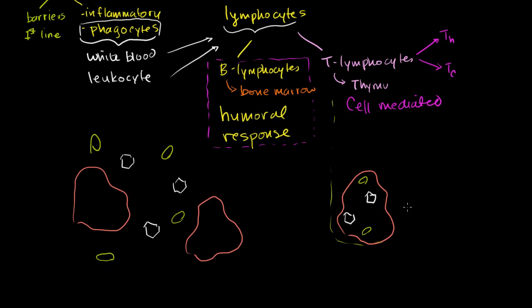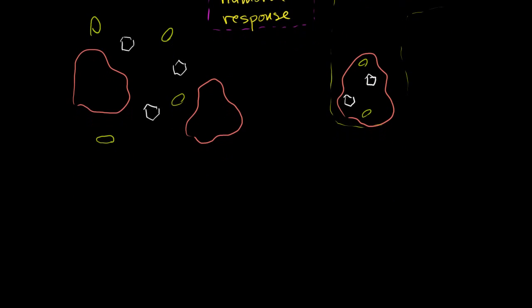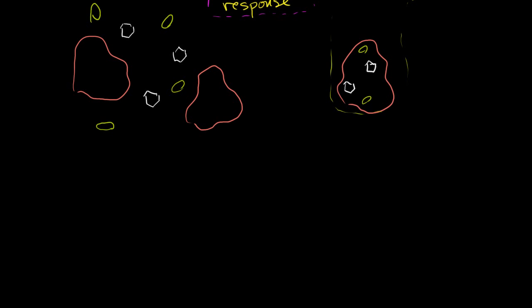But let's just talk about the humoral response right now that deals with B lymphocytes. So B lymphocytes, or B cells, let me do them in blue, B for blue. So let's say that that is a B lymphocyte. It's a white blood cell. It's a subset of white blood cells called lymphocytes.